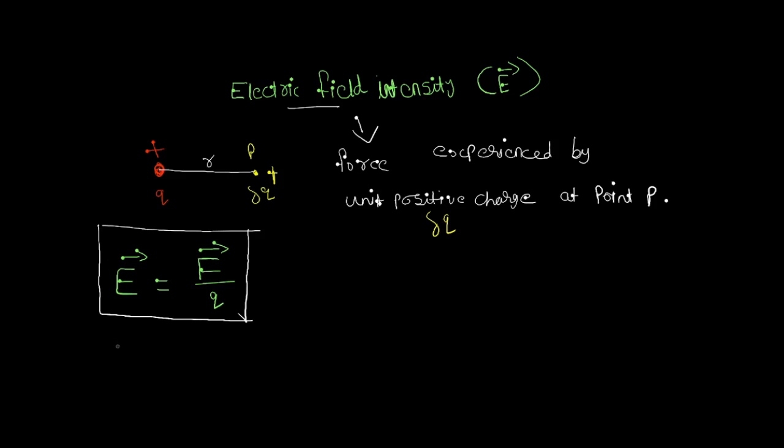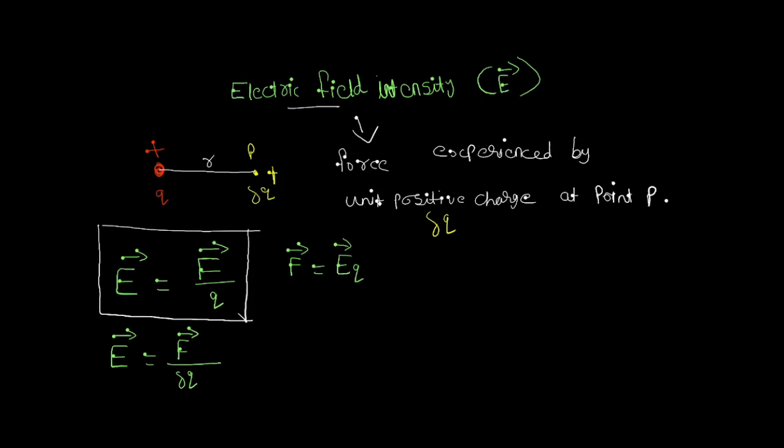So E, the electric field, is equal to the electrostatic force F divided by delta Q, because here the unit positive charge is taken as delta Q. So if E is equal to force by Q, force can be written as F is equal to E into Q.